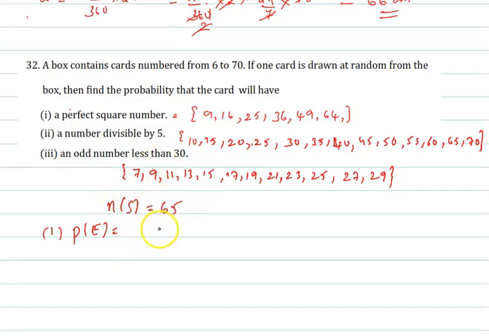65. Now what happens? 1, 2, 3, 4, 5, 6. So 6 by 65 is the answer. For the second one, the probability of the event is 1, 2, 3, 4, 5, 6, 7, 8, 9, 10, 11, 12, 13. So 13 by 65. 13 divided by 65 can also be written as 1 by 5.